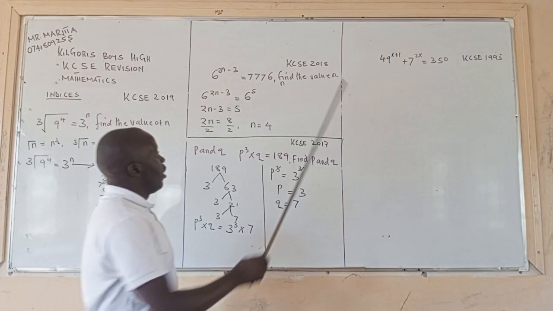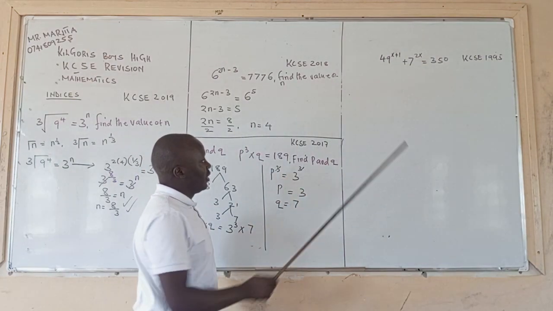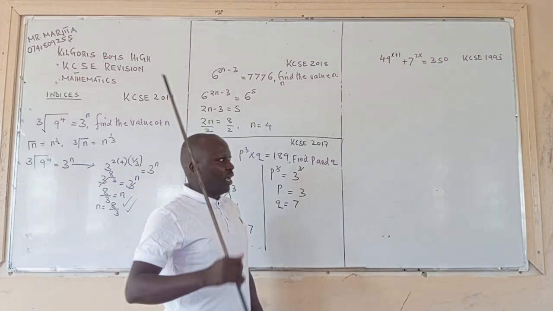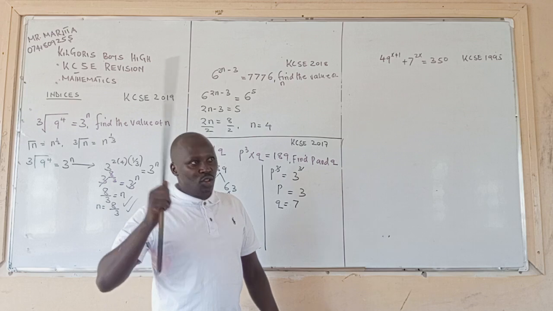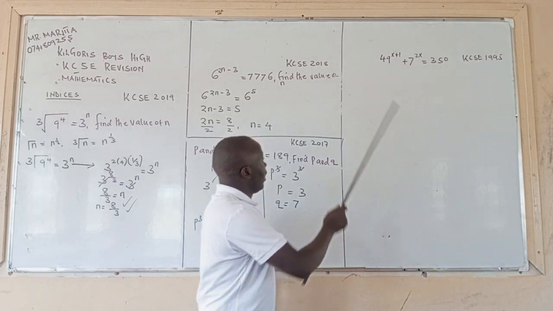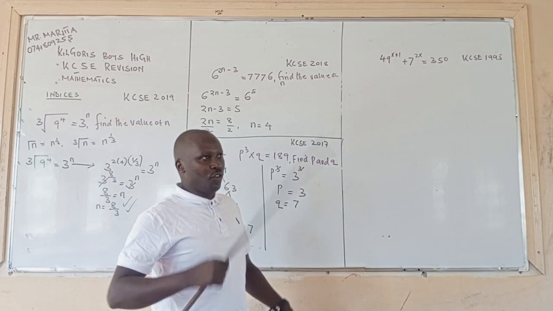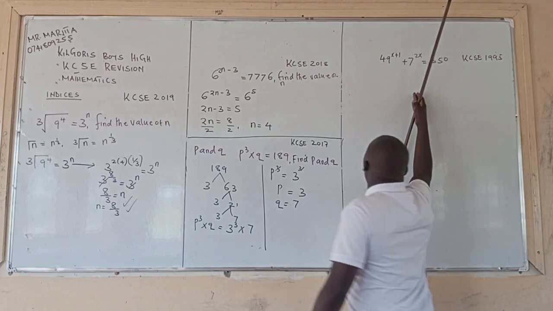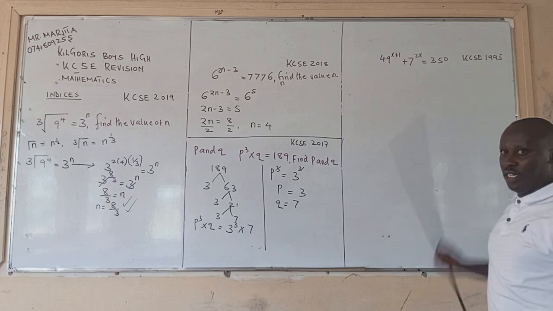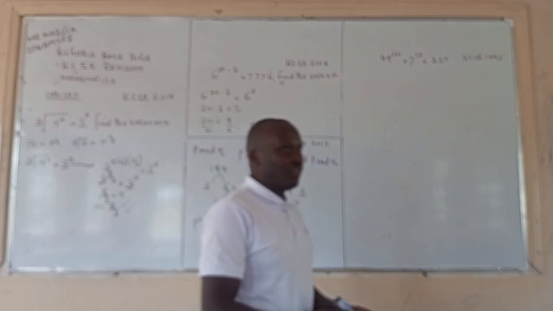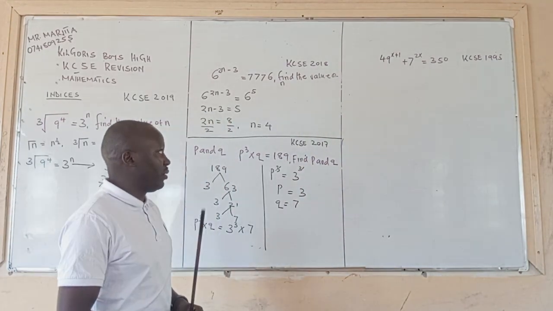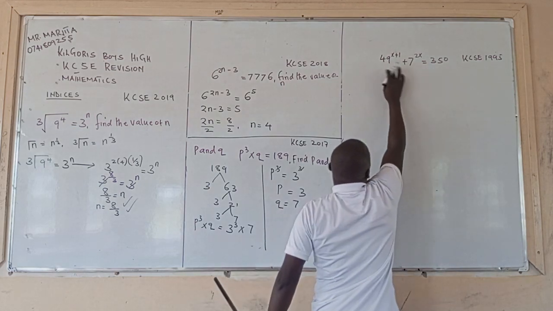So in this case, we have 49 raised to x plus 1, plus 7 raised to 2x, which is equivalent to 350. There is no way you can express 350 to the base of 7, but you can express 49 to the base of 7. So let us first work out the left-hand side, and leave the 350 because it cannot be expressed as a base of 7.